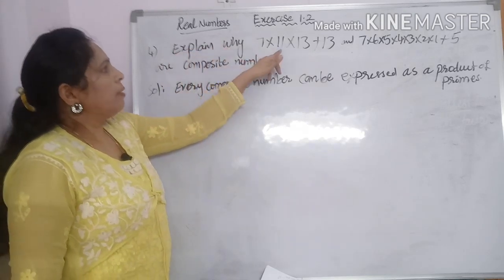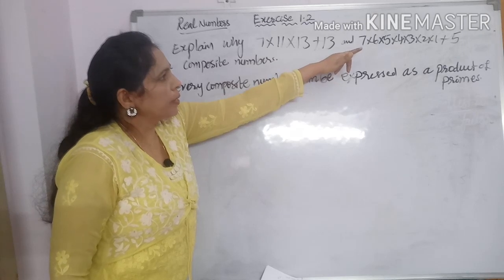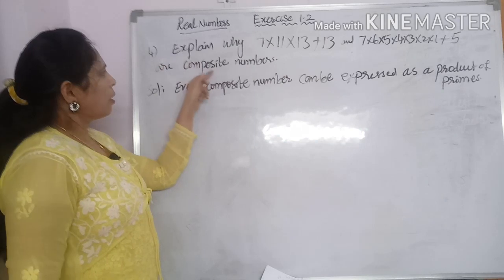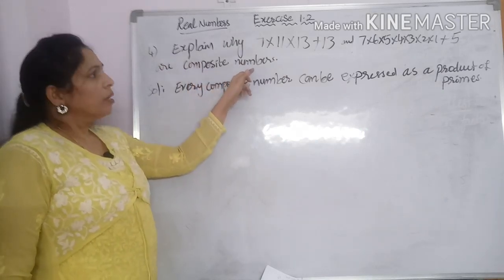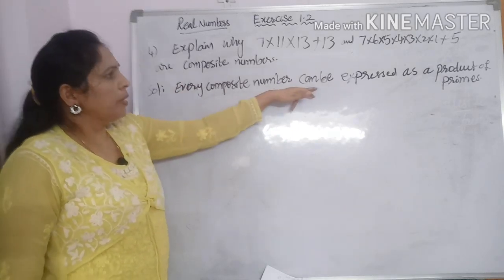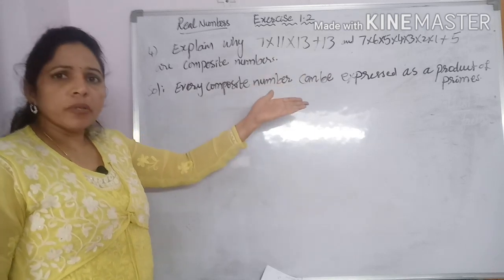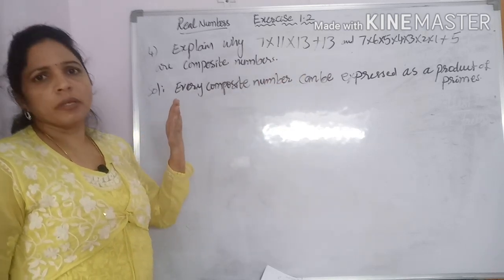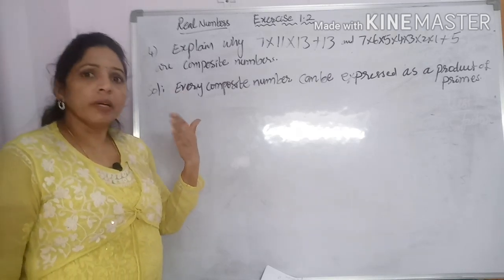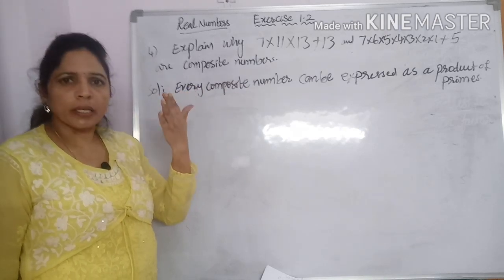Explain why 7 into 11 into 13 plus 13 and 7 into 6 into 5 into 4 into 3 into 2 into 1 plus 5 are composite numbers. We have known composite numbers. Every composite number can be expressed as a product of primes. Then what are composite numbers? Just recall the composite numbers. A composite number has more than 2 factors.